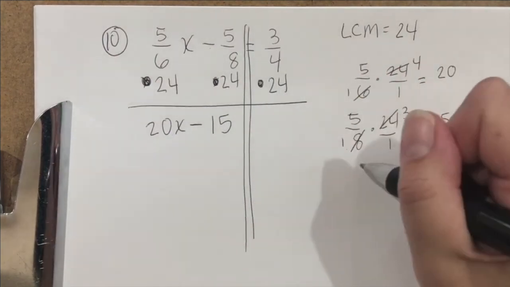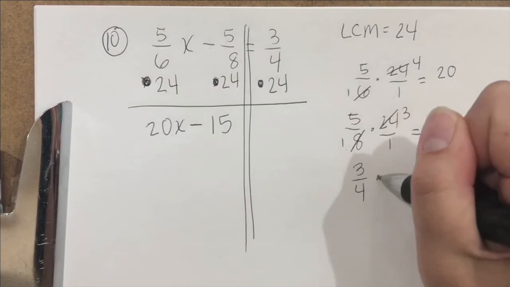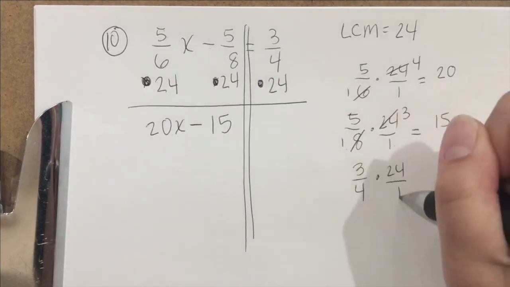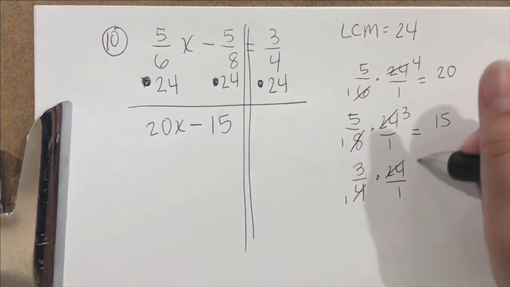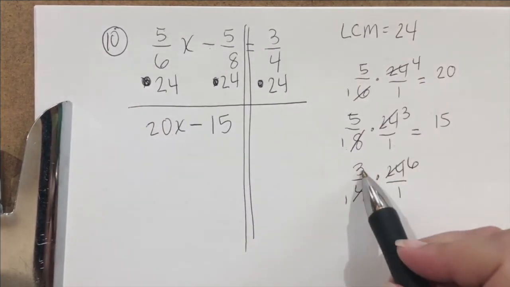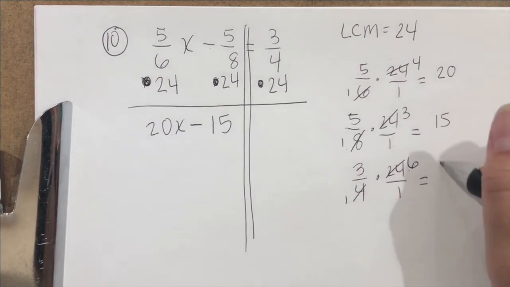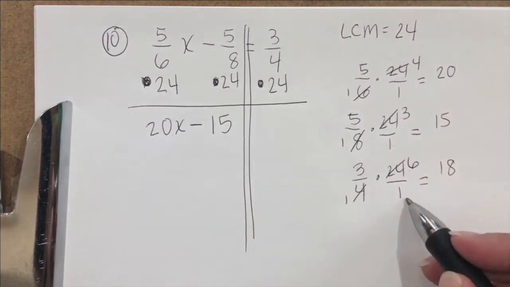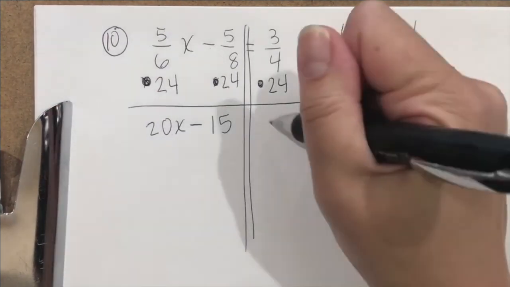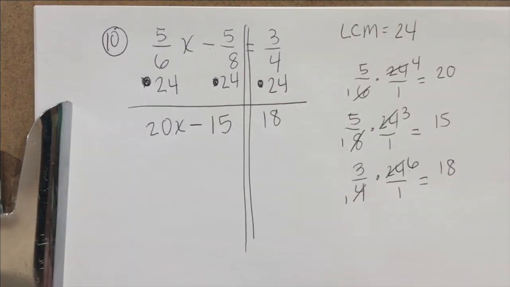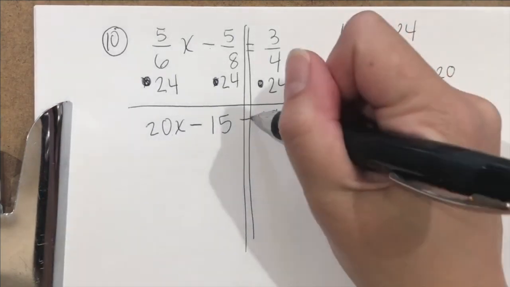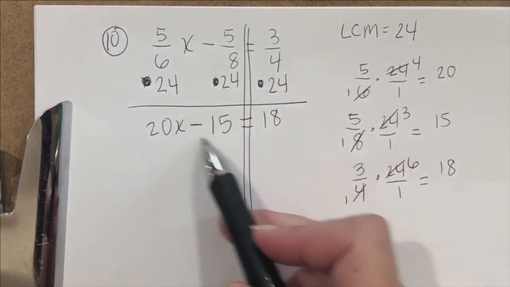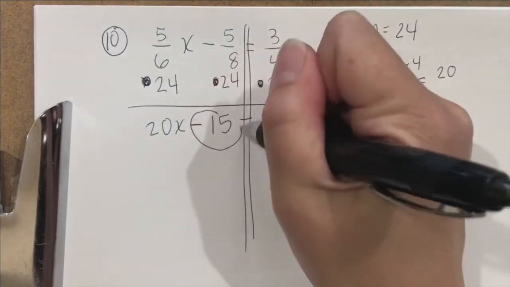Let's figure out what 3/4 times 24 is. So 4 divided by 4 is 1. 24 divided by 4 is 6. 3 times 6 is 18. And it would be a whole number because it's over 1. So that's 18. Now doesn't that look a lot easier to solve? Yes.